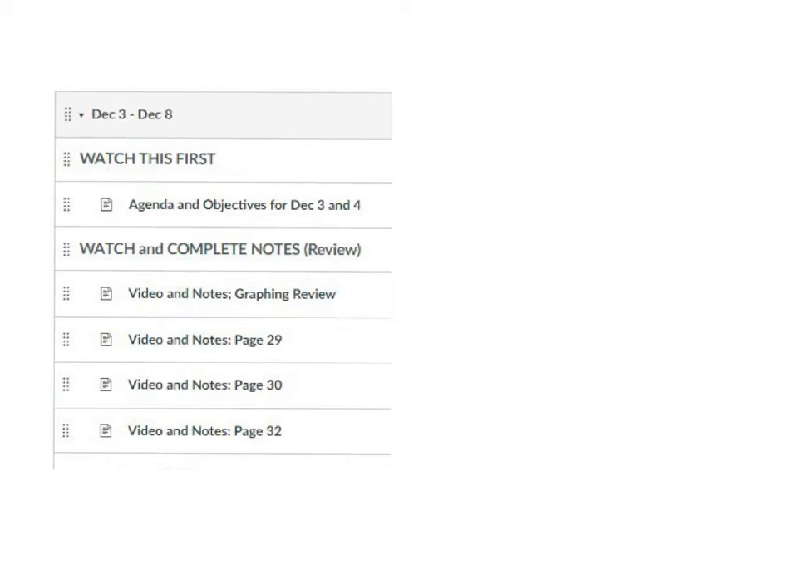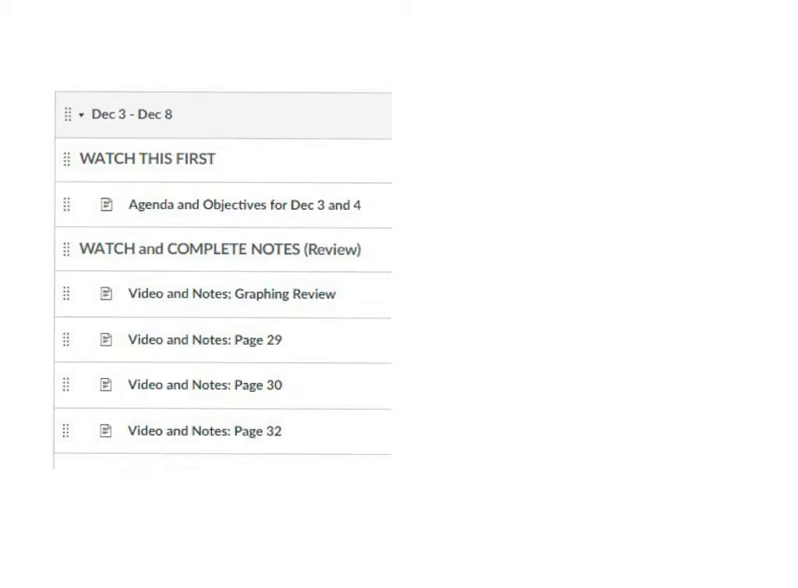Right, ladies and gentlemen, this is our module for December 3rd, and this is going to take all the way up to December 8th. Right now we're going through the "Watch This First" with the agenda and the objectives. Our basic objective for this module is for us to review and to prepare for the Chapter 5 test.